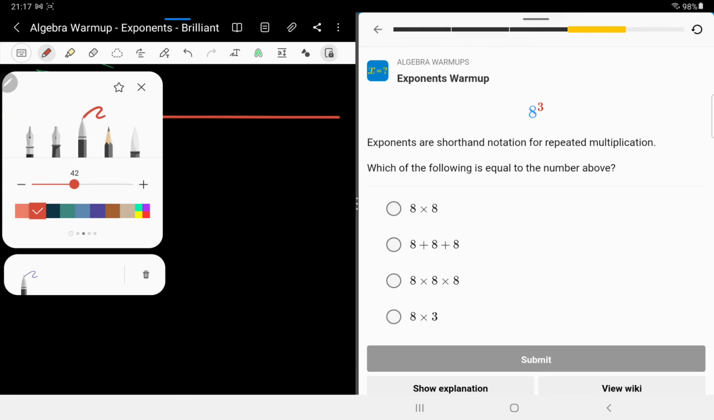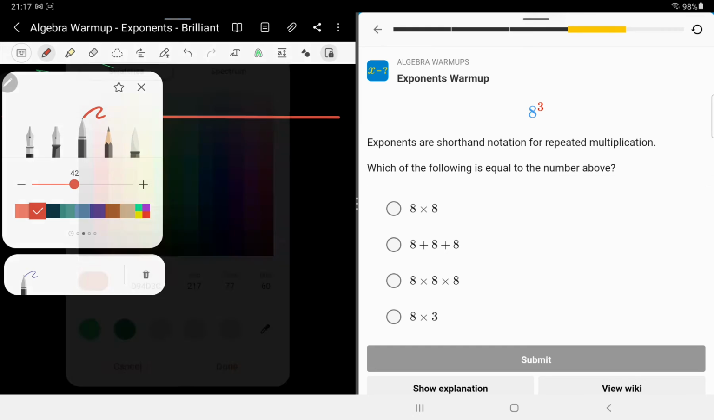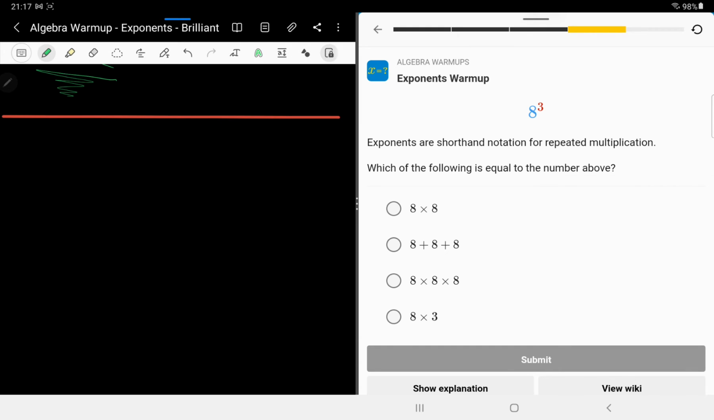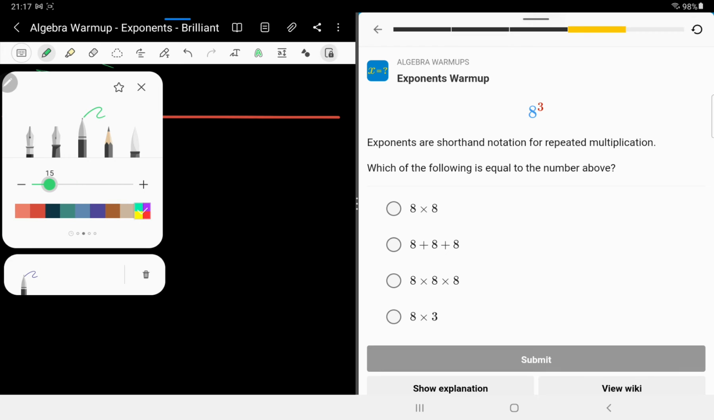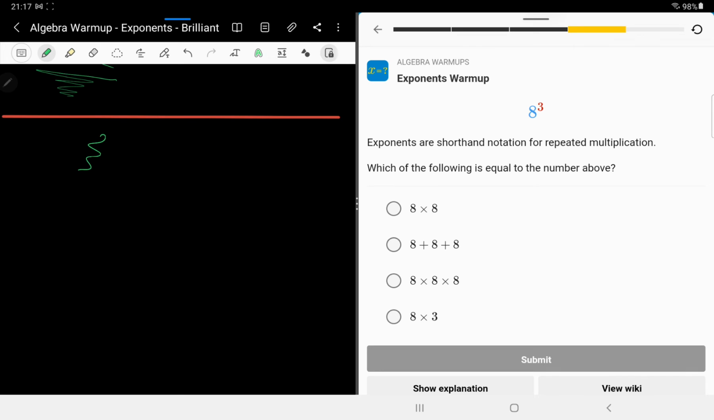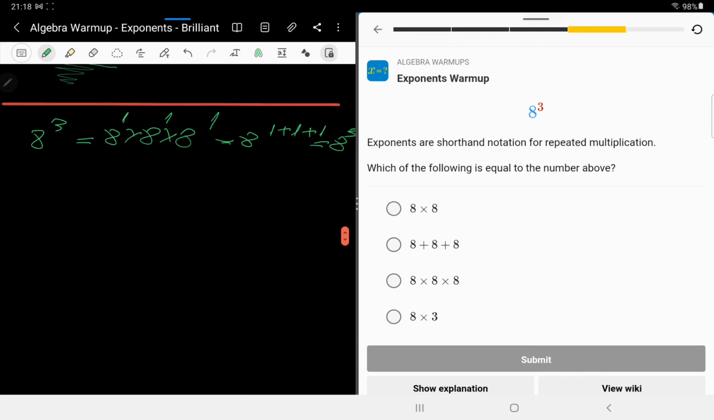So exponents warm up. Let's go back to our color here. Okay, good enough. Exponents are shorthand notations for repeated multiplication. So 8 to the power of 3 is equal to 8 times 8 times 8. Or 8 to the power of 1, 1, 1, so it would be 8 to the power of 1 plus 1 plus 1. So 8 to the power of 3.